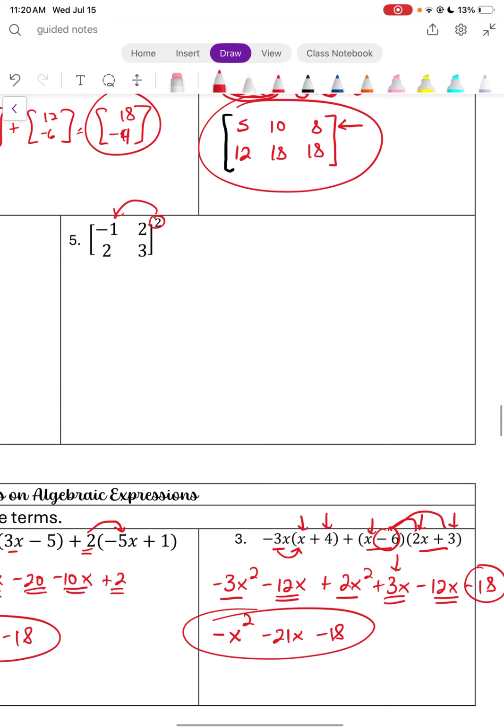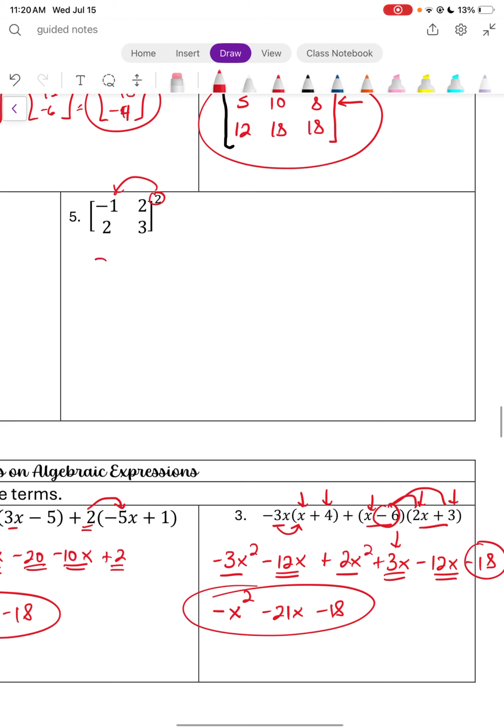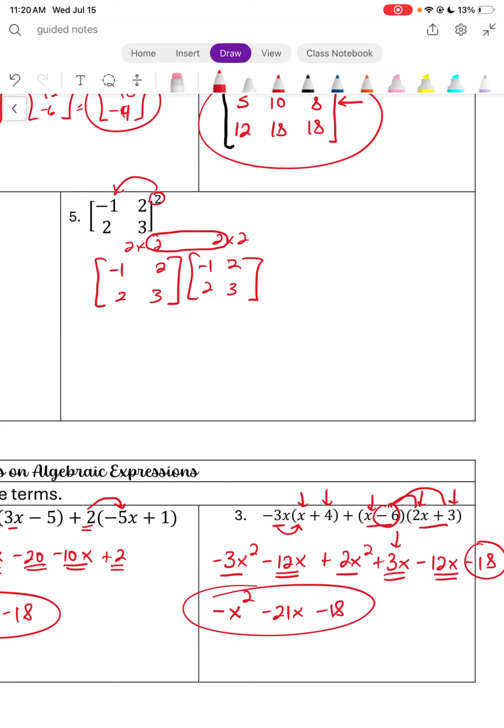We're not going to square each piece. To square something means to multiply it times itself. -1, 2, 2, 3 times -1, 2, 2, 3. Again, this is a 2 by 2 times a 2 by 2. The middle numbers tell you if you can multiply them, you can. The outside numbers will tell you the size. Again, I like to split my rows, and I like to split my columns. My final answer here is going to be a 2 by 2.